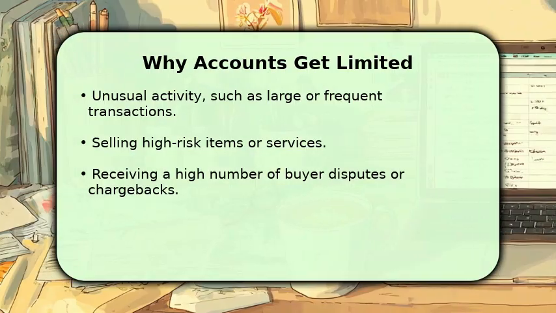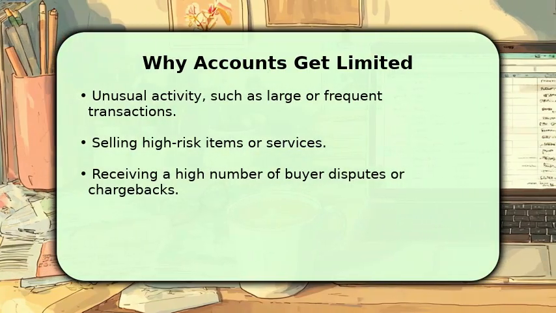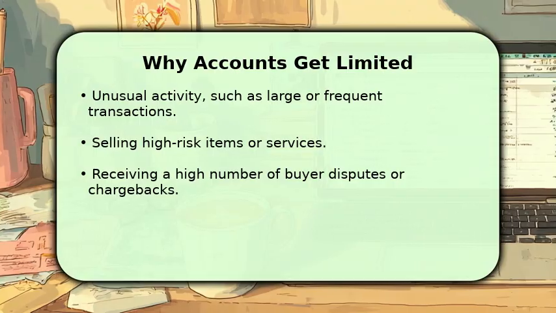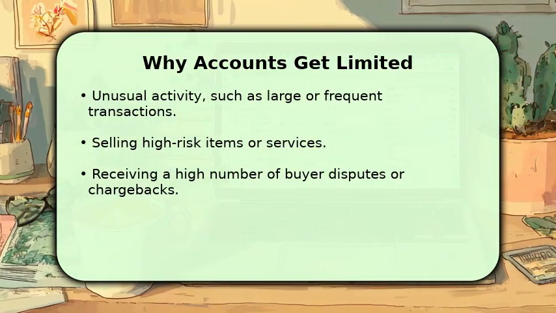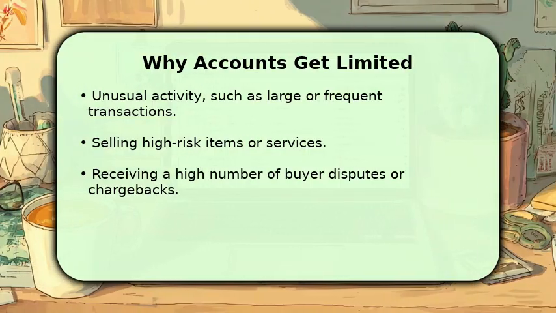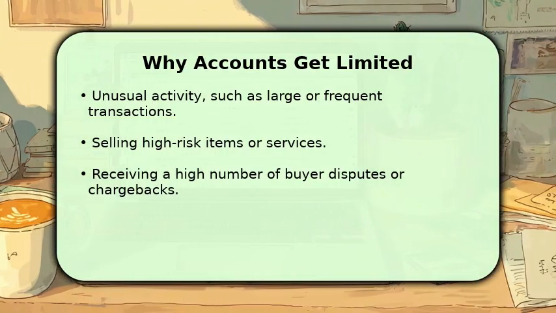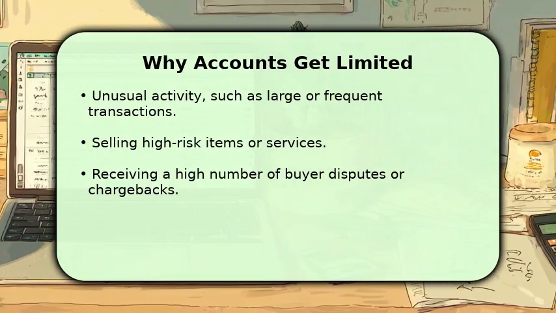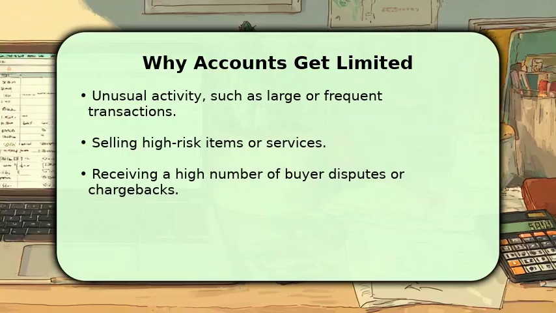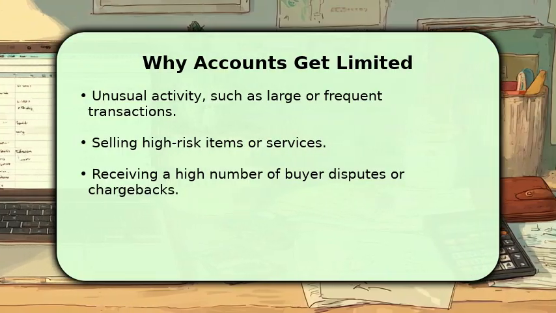Common reasons include detecting unusual activity, like a sudden increase in transaction volume or value, which might signal a security concern. Selling certain high-risk items or services, or experiencing a high number of buyer disputes can also trigger a limitation. Furthermore, operating without fully verifying your identity or business details is a frequent cause.